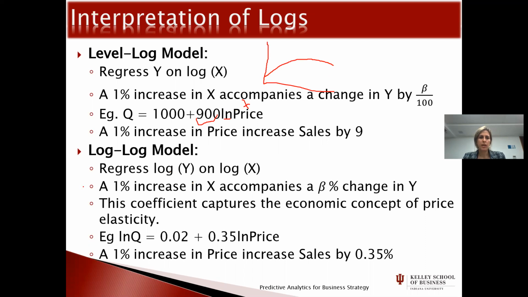So here, how do I interpret this coefficient? A 1% increase in x is going to change my y variable by beta over 100 units. Be careful if you ever have these logs. That's something you want to be careful about when you're interpreting.